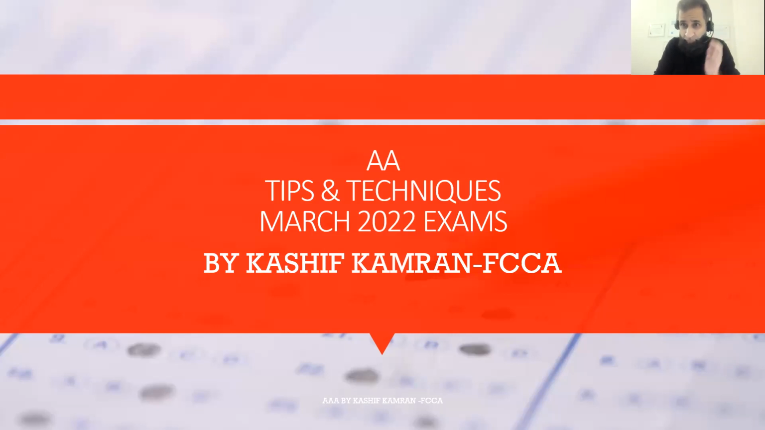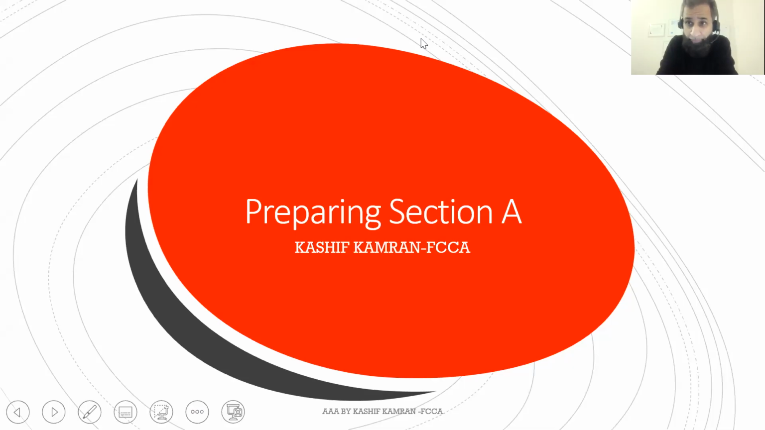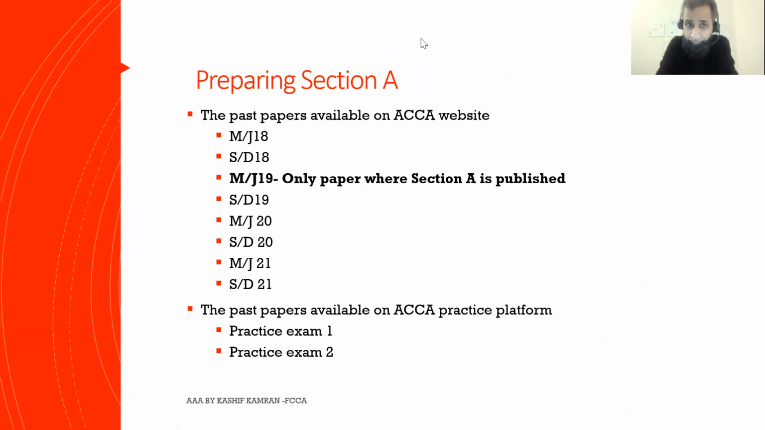And the focus today for tips and techniques is on how you should be preparing for section A of the paper, which is worth 30 marks. Now, in terms of preparing yourself for section A of the AA paper, let's see how you can do that in an effective manner.